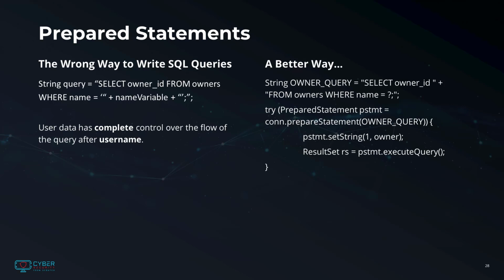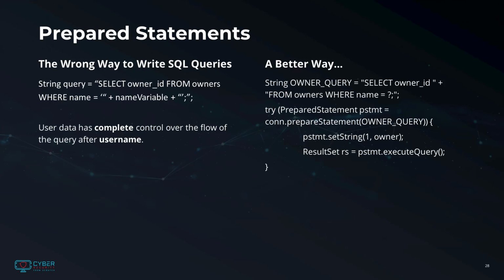Now, of course, we've seen the wrong way to do SQL queries in Java before, where you simply drop in a user-defined field between a pair of single quotes, and really the user can do whatever they want at that point. A better way to do it is to create a prepared statement, where you'd say select owner ID from owners where name equals question mark, and that's the full prepared statement. You generate a prepared statement object off of that, and then you tell the prepared statement, I want to set that first question mark equal to a string, and then pass it in a value.